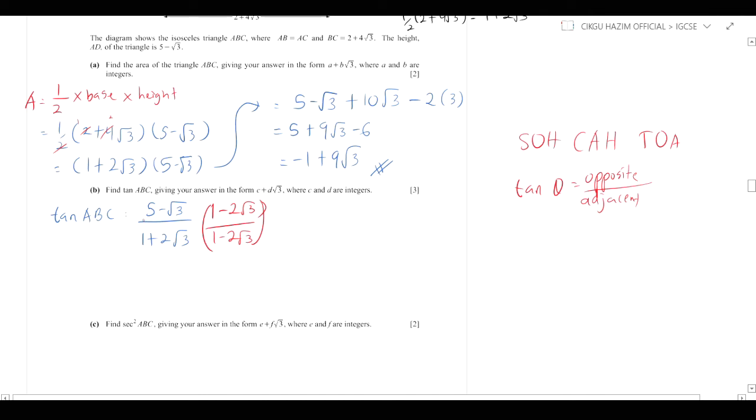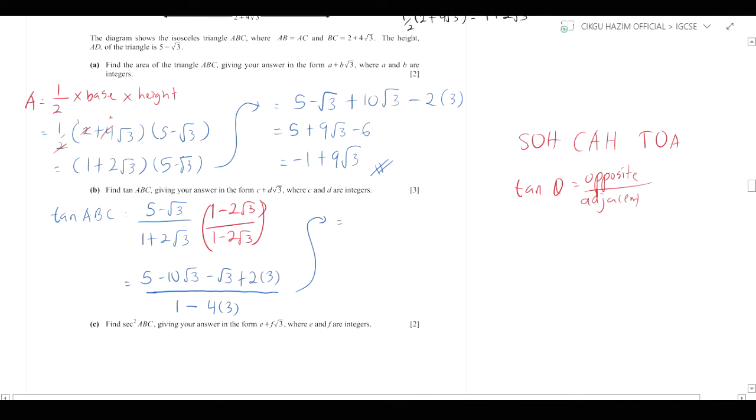So we do it one by one. 5 multiplied by 1 is going to be 5. 5 multiplied by negative 2 root 3 is negative 10 root 3. Negative root 3 multiplied by 1 is negative root 3. And negative root 3 multiplied by negative 2 root 3 is positive 2 multiplied by 3. Over, and at the bottom it is just the difference of squares: 1 squared is 1, minus 2 root 3 squared, which is going to be 4 multiplied by 3. Let's do it one by one here.